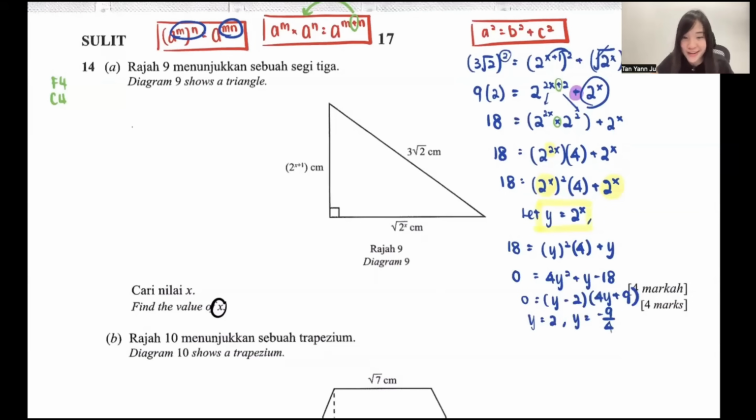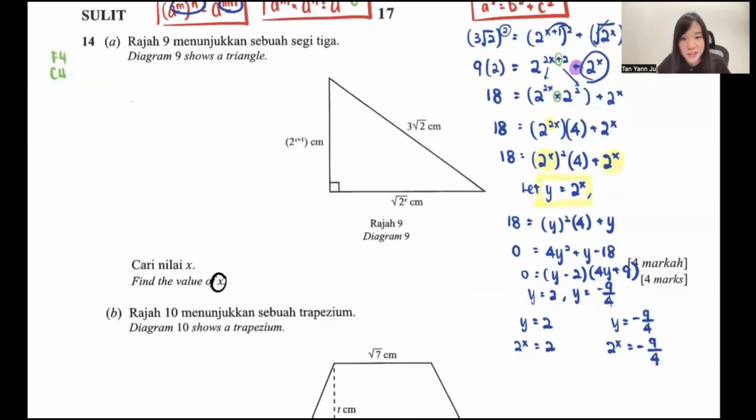So don't stop at the y, okay? I never asked for the y, I asked for the x. So y equals 2 means 2 power x equals 2. And y equals negative 9 over 4 means 2 power x equals negative 9 over 4. Correct? And guys, 2 power x is here.